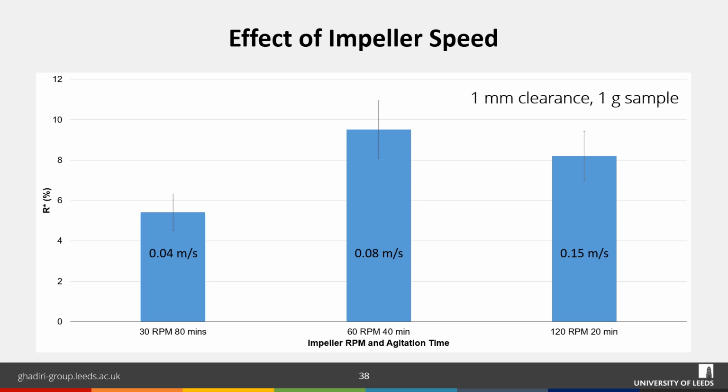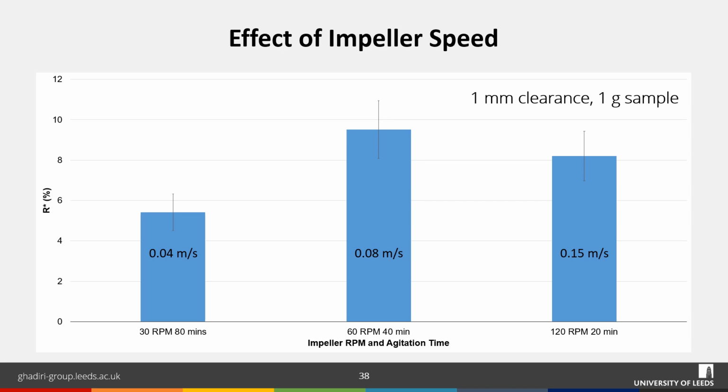The second process parameter that we studied here is the impeller speed. While keeping the number of rotations constant, three different impeller rotational speeds of 30, 60, and 120 RPM were used to agitate the particle bed, corresponding to impeller tip speeds of about 0.04, 0.08, and 0.15 meters per second. Of course, these are lower than the typical tip speed used in an industrial scale agitated filter bed dryer, but nevertheless, they provide a comparative study of the sensitivity of the model crystal breakage to strain rate.